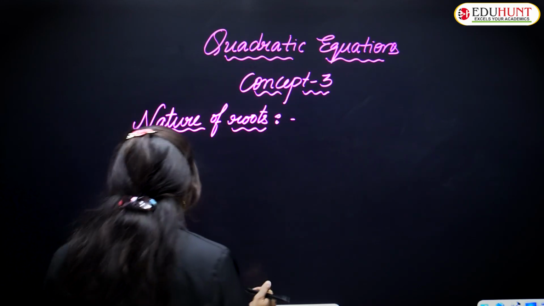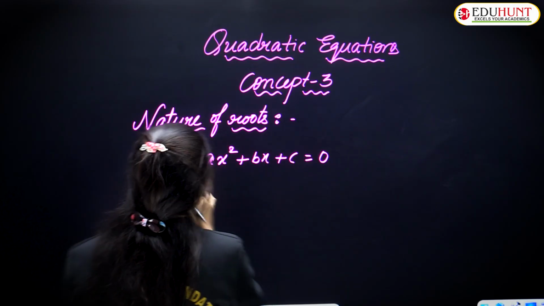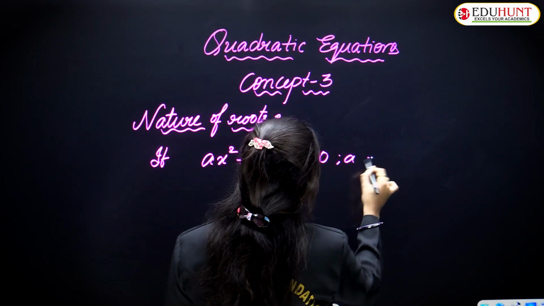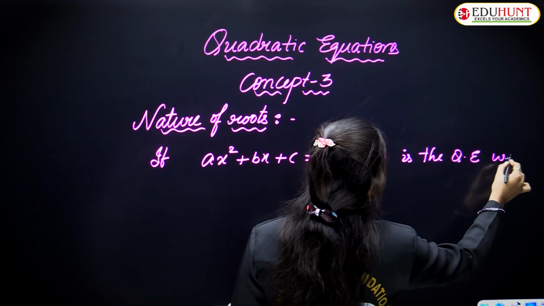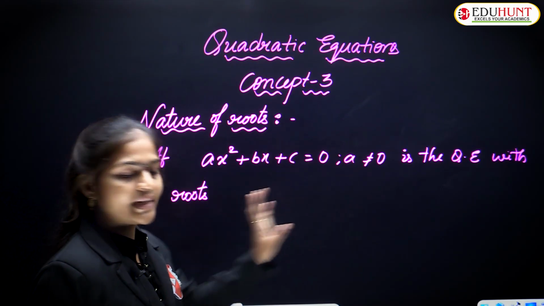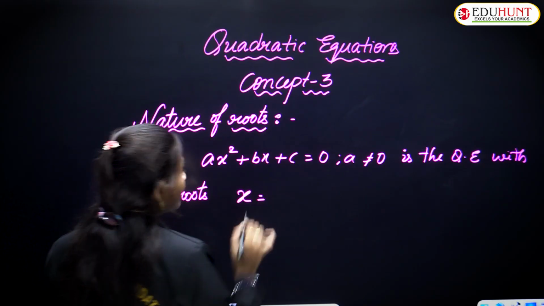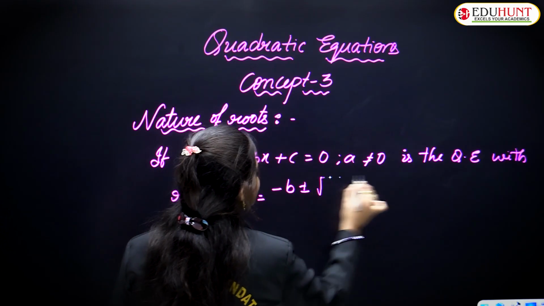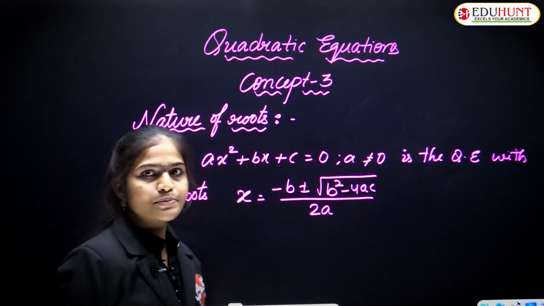So see here, ax square plus bx plus c is equal to 0, a not equal to 0, is the quadratic equation with roots. So what are the roots of this quadratic equation? We know the quadratic formula: x is equal to minus b plus or minus square root of b square minus 4ac, by 2a.